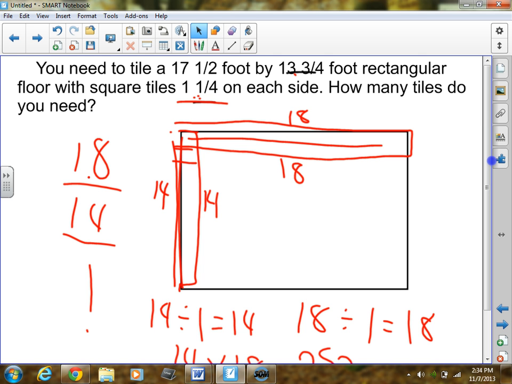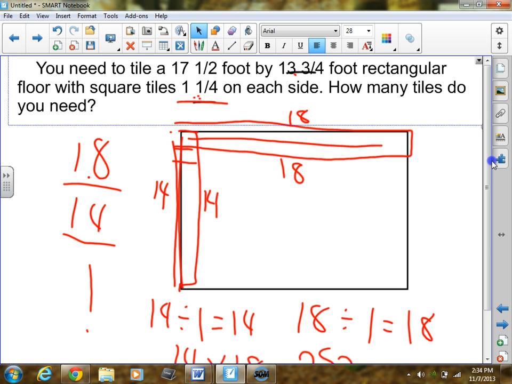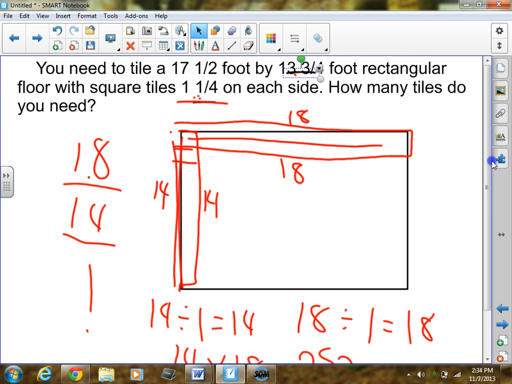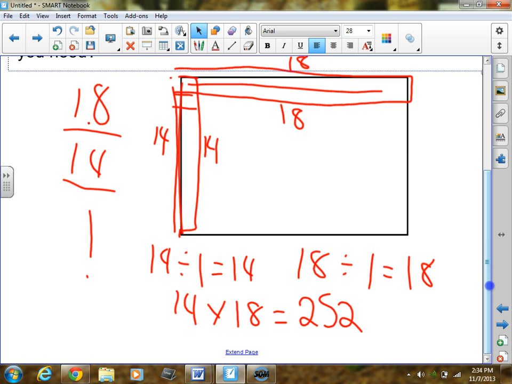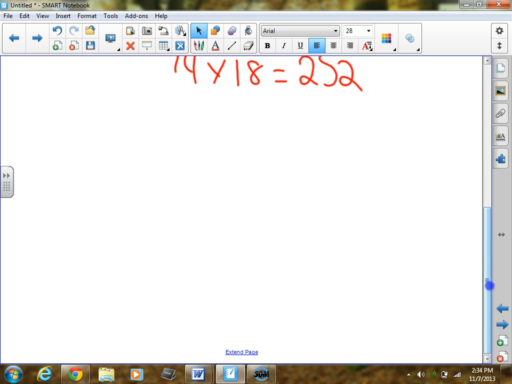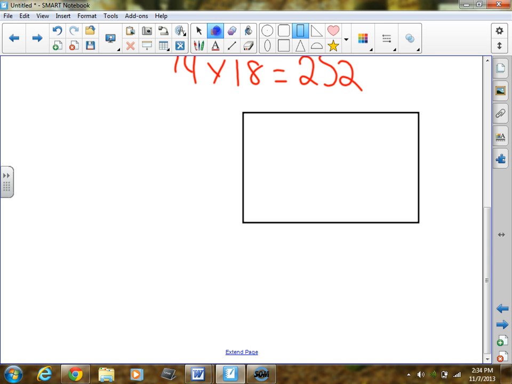I'm going to take my numbers, so 17 1/2, and divide it by 1 1/4, and then 13 3/4, and divide that by 1 1/4, and that will tell me how many tiles I'll need on each side, and then I can multiply this together and solve. So it's going to look like this. Let me draw my example once again. So I know this is 17 1/2, and this is 13 3/4.